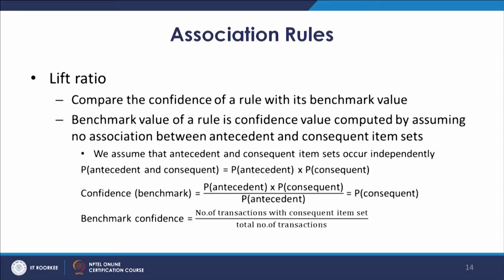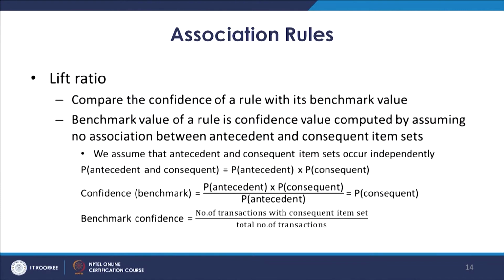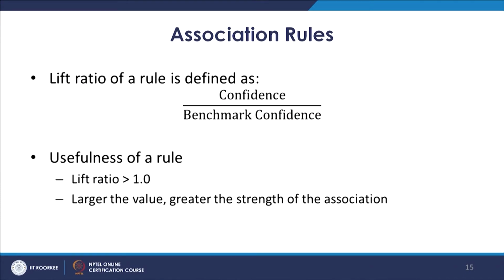We can also rewrite this expression for benchmark confidence as: in the numerator, the number of transactions with the consequent item set, divided by the total number of transactions. In this fashion we can use this formula to compute the benchmark confidence value, and then it can be used later on to compute the lift ratio. So, how do we define lift ratio? As you can see here, lift ratio can be computed using this formula. In the numerator we have the confidence, and it is divided by the benchmark confidence value. How do we compute benchmark confidence? We have already discussed the confidence formula, and we already understand it. In this fashion we can compute the lift ratio.